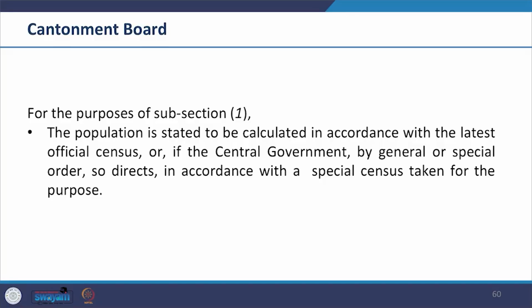For the purpose of categorization, how they are categorizing the population is that it is stated to be calculated in accordance with the latest official census, or if the central government undertakes a special census for this. So they can take it directly from the census, or they might perform their own special census for this purpose.